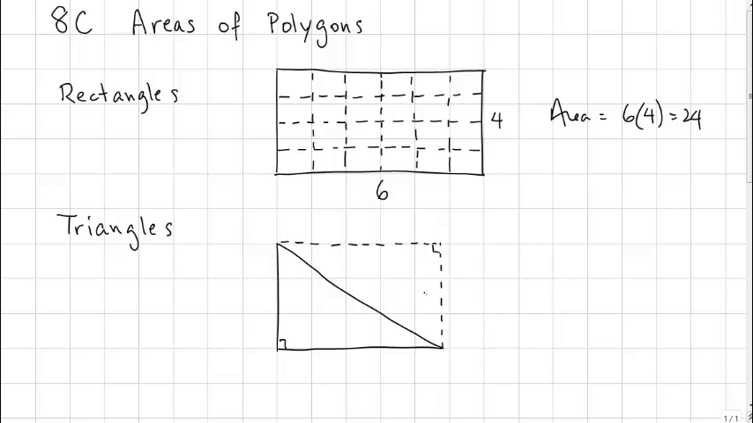So it's pretty obvious that the area of the triangle is simply the area of the rectangle divided by 2. Let's use the same dimensions, 6 and 4. So again, this area would simply be 6 times 4 divided by 2, which in this case would be 12. And sometimes the formula for a triangle is given as base times height divided by 2.